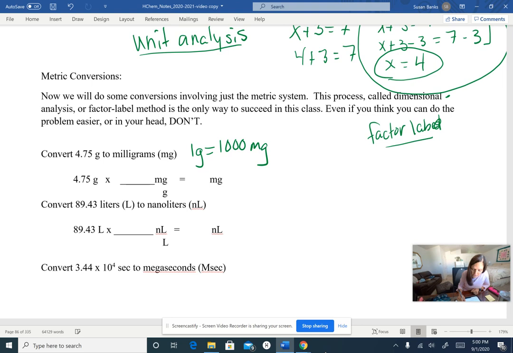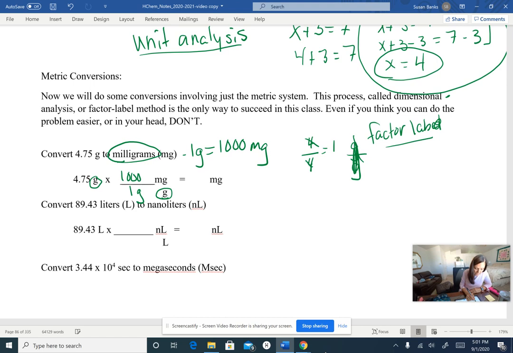So I want my grams to cancel. And when I have a number on top of a number in fractions, they reduce out, don't they, to 1? But if I have a unit on top of another unit, they don't factor out. They cancel out. They totally go away. So if I have grams on the top, in the next step I want it to be on the bottom so that it will cancel out and go away. So I'm going to put my grams here on the bottom. And because I want my answer to be in milligrams, I want my milligrams to be on the top.